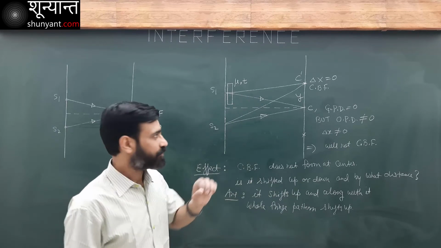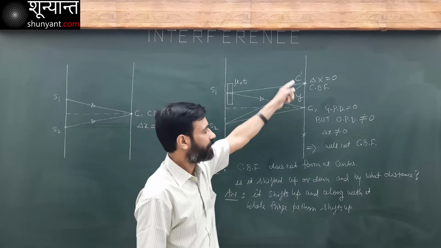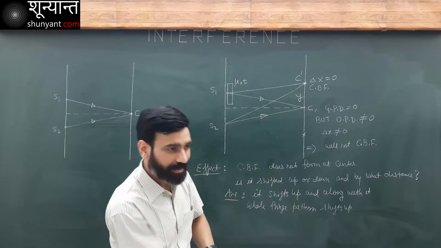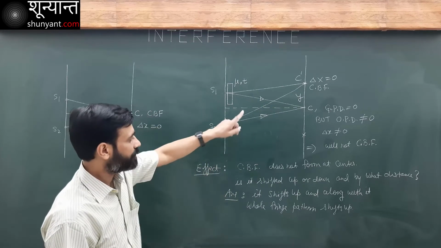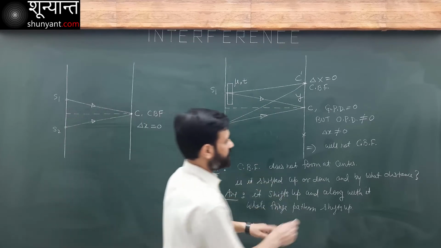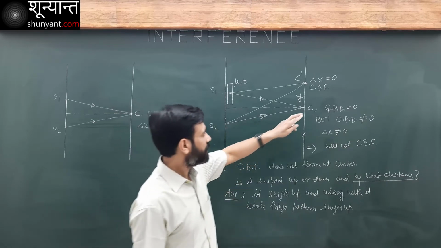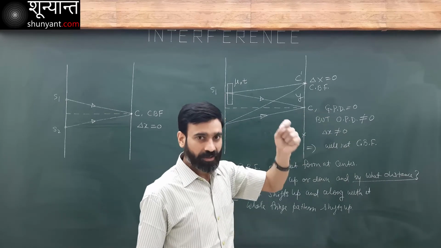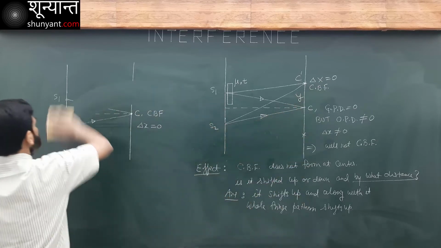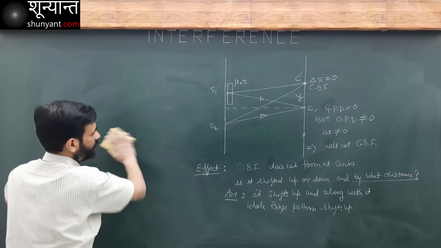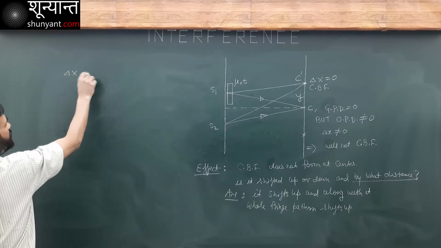So the position of the central maxima will shift up, and along with that, the whole pattern will shift up. Now, by what distance will it be shifted? The central bright fringe will be shifted to a position where delta x is 0. Let's see this. So delta x is 0.